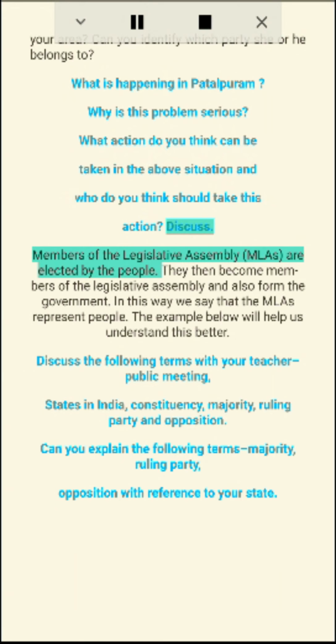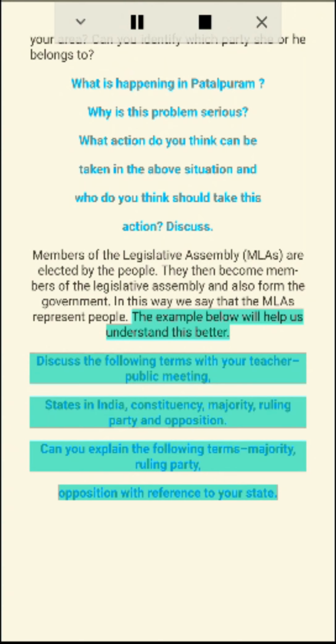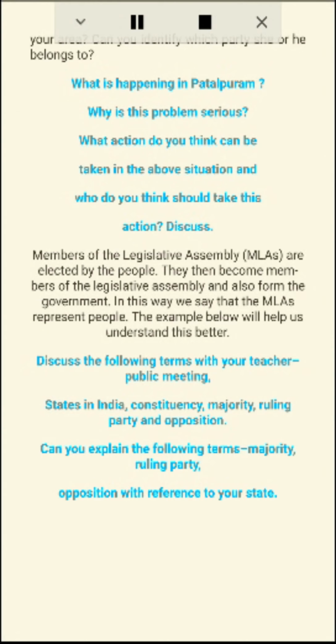Discuss. Members of the Legislative Assembly, MLAs, are elected by the people. They then become members of the Legislative Assembly and also form the government. In this way we say that the MLAs represent people. The example below will help us understand this better. Discuss the following terms with your teacher: public meeting, states in India, constituency, majority, ruling party and opposition. Can you explain the following terms: majority, ruling party, opposition with reference to your state?